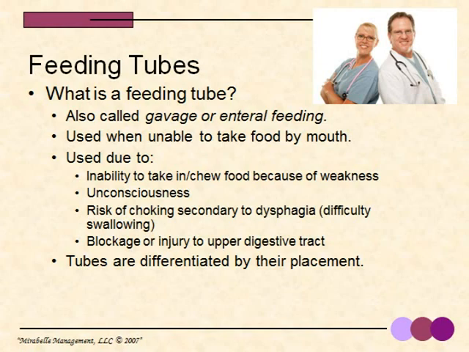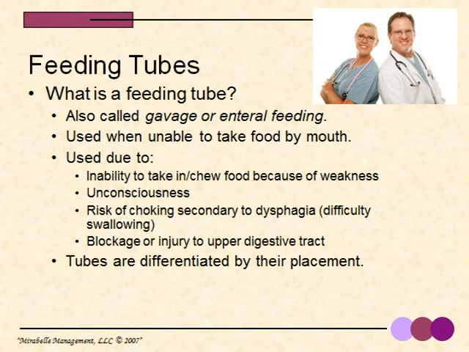A feeding tube is used to help deliver nutrients to a person's body when they cannot take food in through their mouth. There are a number of reasons that a feeding tube might be needed, which range from an inability to take in and chew food due to weakness or lack of consciousness, to risks of choking and blockage or injury to the upper digestive system. A feeding tube is not always a permanent fixture, and it may be used for both short-term and long-term uses.